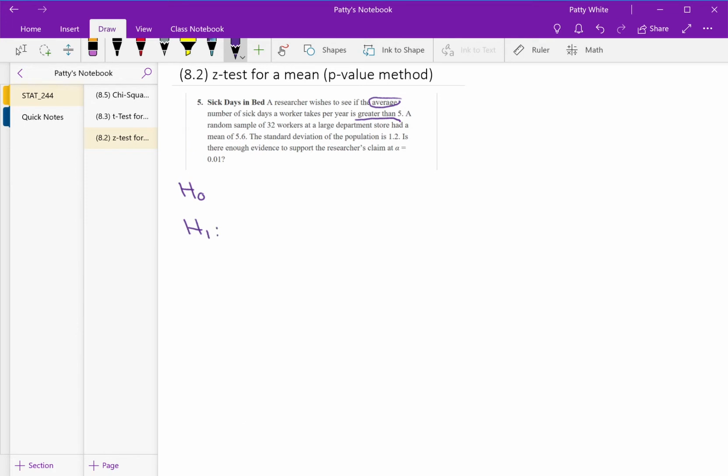The researcher wants to collect evidence to support that the average is greater than 5. So population average mu is greater than 5. That means my null is going to be mu is equal to 5. We could also write this equals as less than or equal to. Those are both equivalent forms. This tells me that I have a right-tail test.